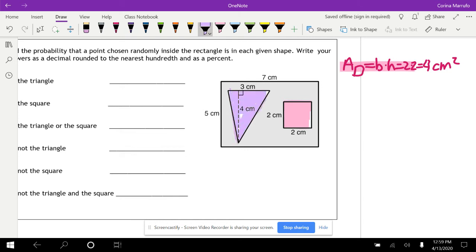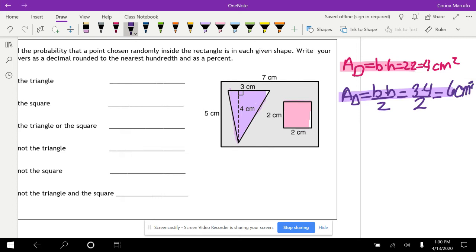And so for the area of a triangle, we're going to use base times height divided by 2. Okay, our base of our triangle is 3. Our height of our triangle is 4. And we divide that by 2. So 12 divided by 2 gives us 6. So 6 centimeters squared.